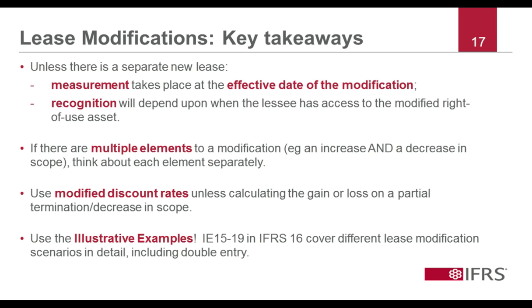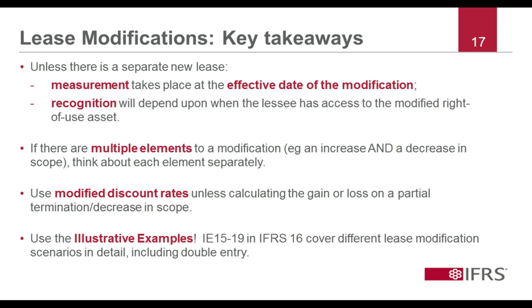First, in all cases for which a modification is not accounted for as a separate new lease, a lessee measures the modified lease liability at the effective date of the modification, i.e. the date that both parties agree to the modification. This is the case even if there is then a delay before any practical modification to the right of use takes place. If there is such a delay, the lessee needs to think about whether it has already got access to the modified right of use asset.